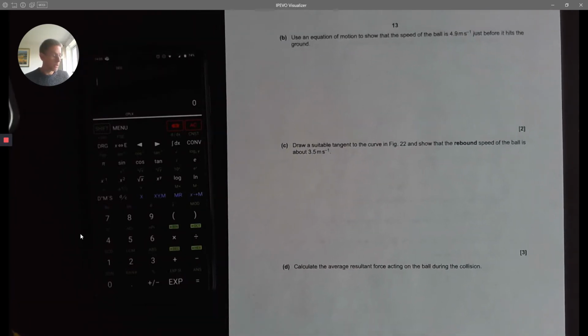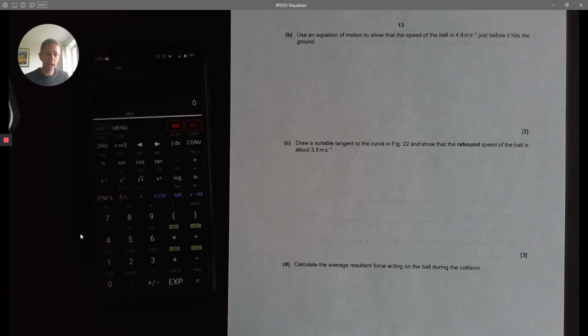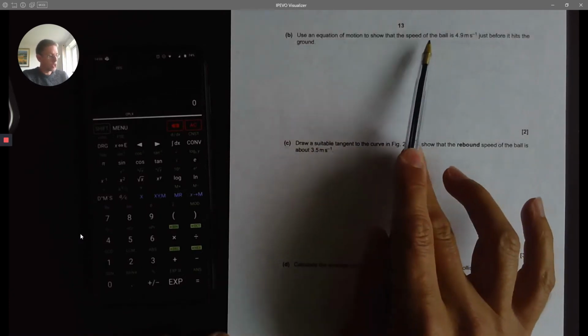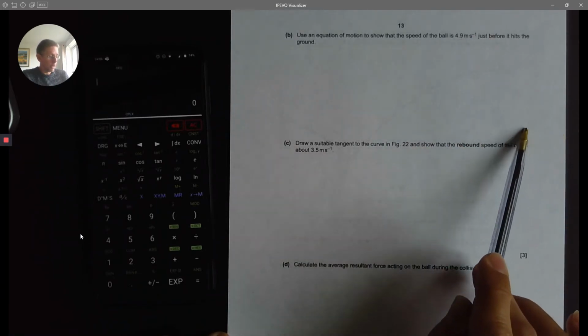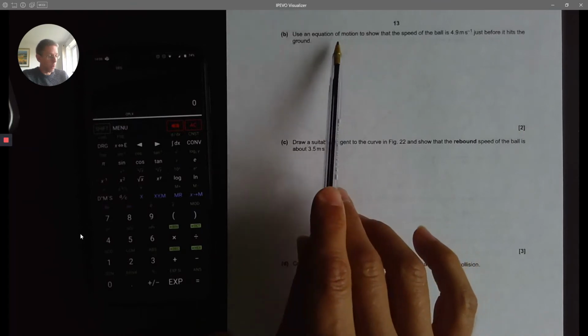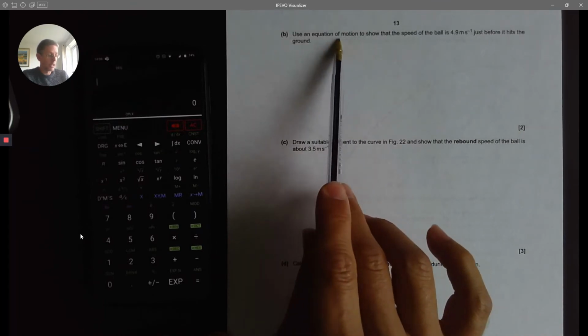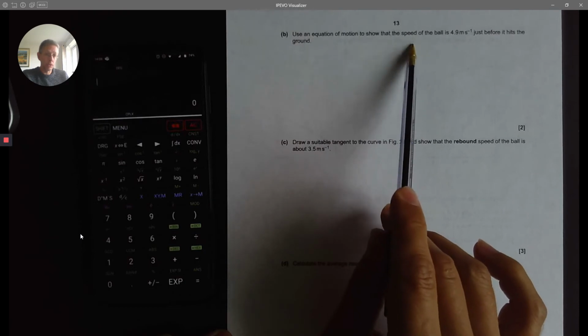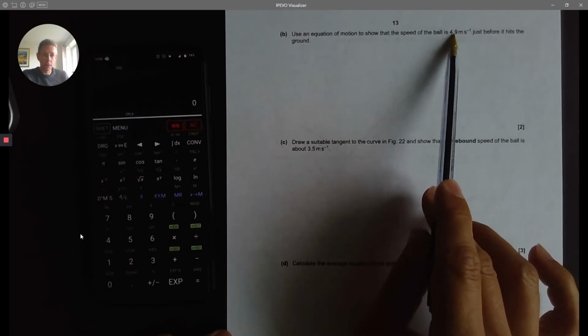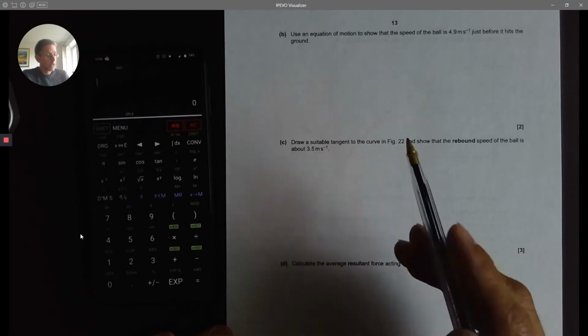Okay, this side of the piece of paper is all about calculations though. So use an equation of motion to show that the speed is what it is just before it hits the ground. You've been given 2 marks, so 1 mark is going to be for selecting the equation of motion, and the other mark will be for demonstrating using it, and you won't get any marks for just coming up with an answer of 4.9.